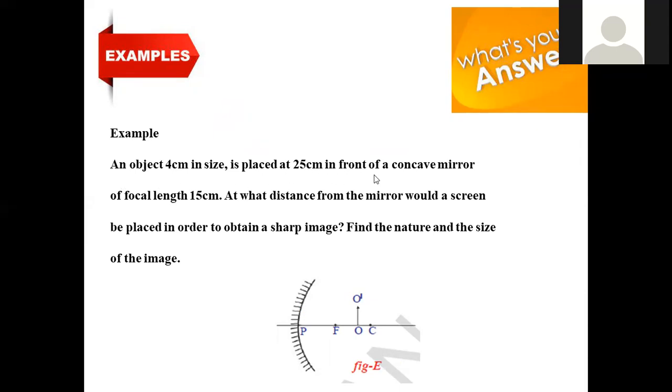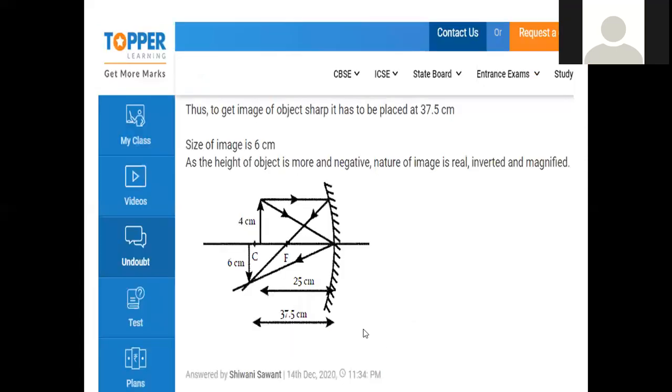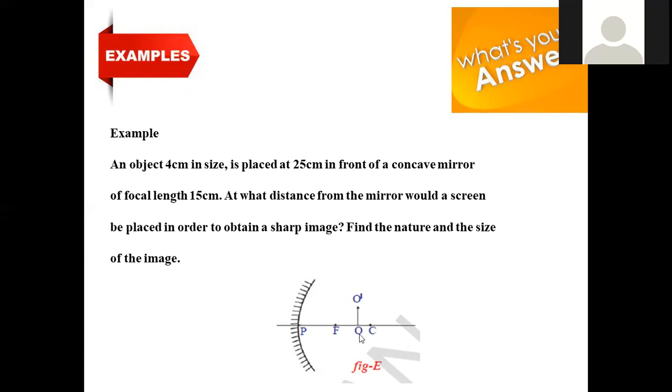An object is placed 25 centimeters in front of the concave mirror. The height is given as 4 centimeters. The distance of the object from the concave mirror is given as 25 centimeters, and the focal length is 15 centimeters. So this is the F point, and let us assume O is the object point. The distance from the object to the pole is 25, and the focal distance is 15 centimeters.